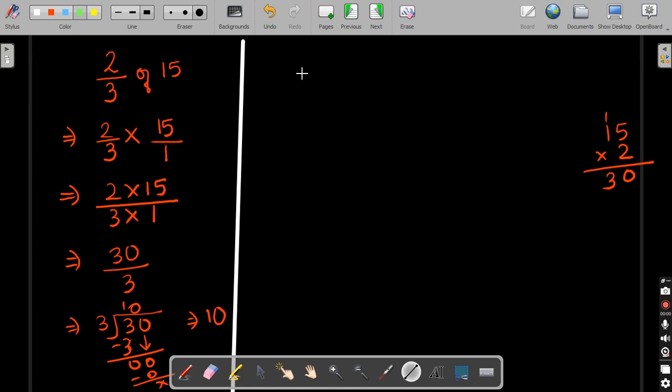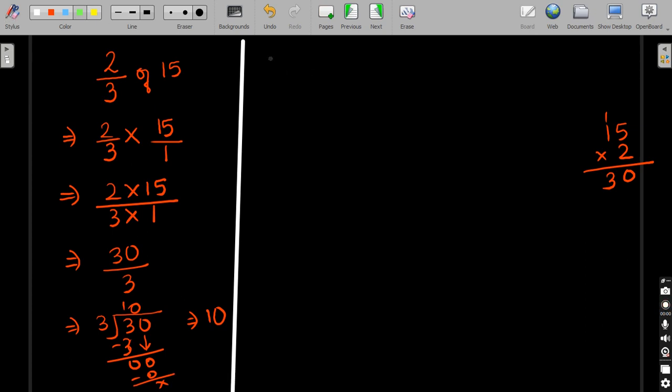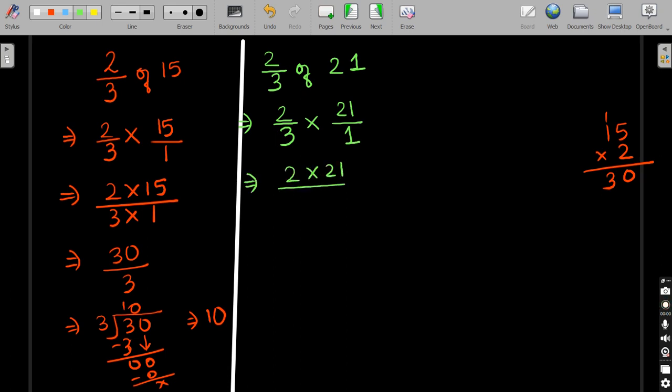Okay. Now let us start. For example, instead of that, it is given as 2 by 3 of 21. Now how will you solve, students? 2 by 3 of 21. The process is the same. What will you do? 2 by 3 of means, always remember, multiply. 21 divided by nothing, so I will take 1 here. Now I am going to solve numerator into numerator: 2 into 21 divided by 3 into 1.